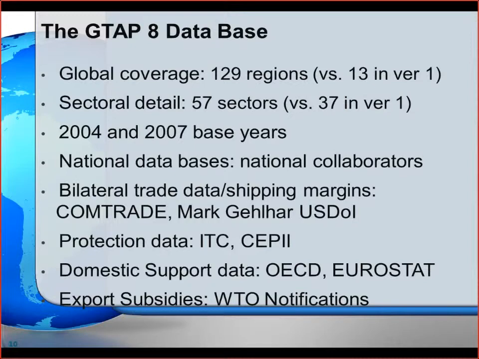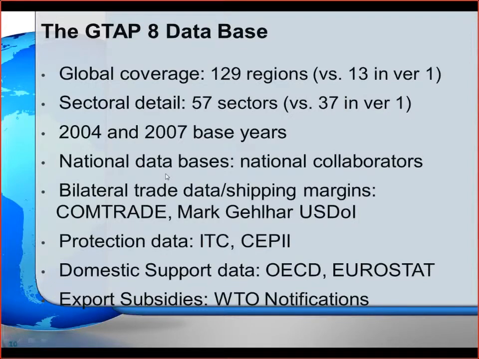In addition to that, we also have bilateral trade data. We have protection data. By protection, I mean tariff data, basically. And we also have domestic support data, subsidies for output, input, factors, and so on. Also for exports, export subsidies. So we have all these different data components combined together, with proper balance conditions and sign conditions satisfied.